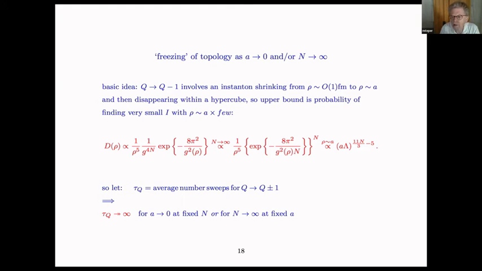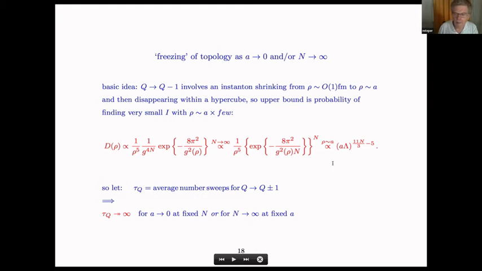It's much more rapid than the critical slowing down of various other quantities, like glueball masses and so on, correlations and so on. And the reason for it is actually quite simple and well known. So this is the expression for the density of instantons of size rho we had. And if you use the one loop formula, you get this expression here.